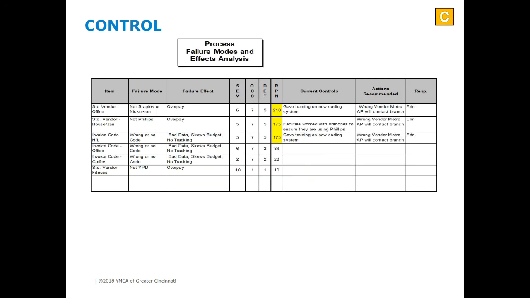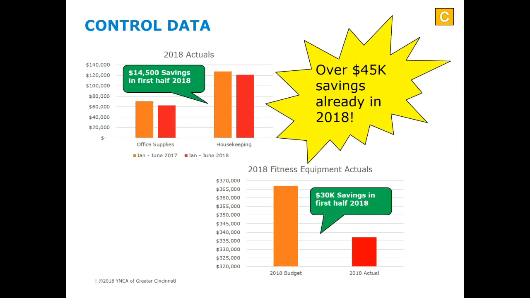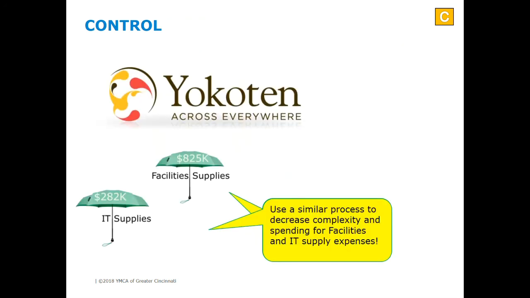The team used a failure modes and effects analysis to identify risks and record action recommendations. Gathering data after changes were implemented showed over $45,000 in savings achieved by mid-year 2018. Finally, the team shared their results with other project teams working on similar targets.